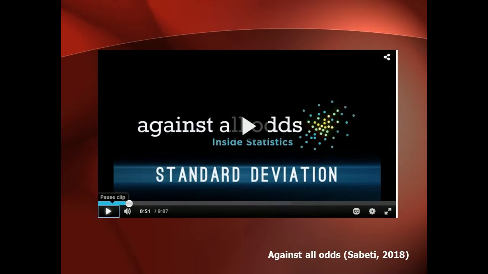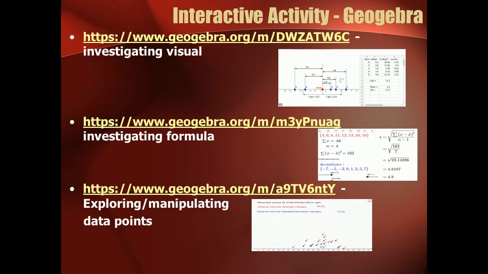Watch this video of Against All Odds to see how standard deviation is used in the real world. Here are 3 interactive activities provided by Geogebra. The first is used to investigate the data points visually. The second is used to investigate the formula algebraically. The third is used to explore and manipulate data.